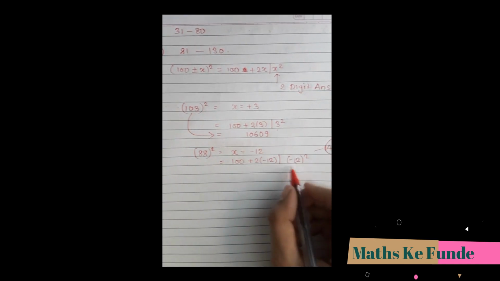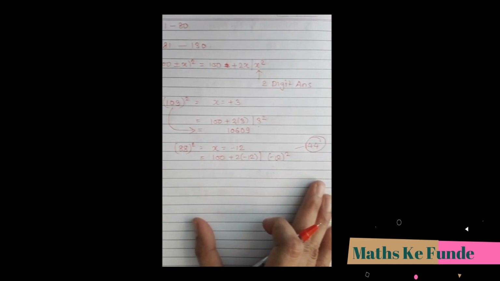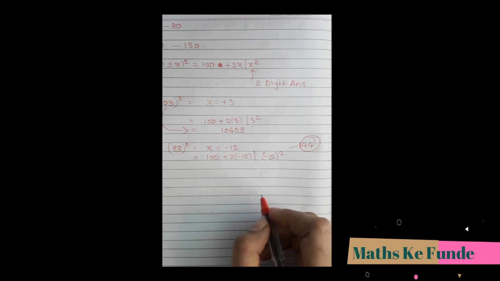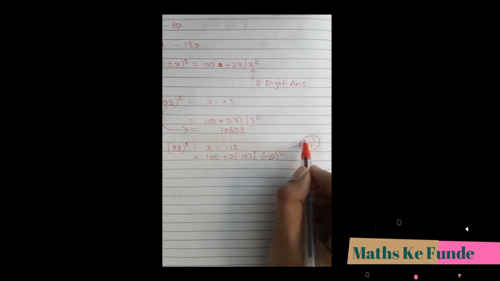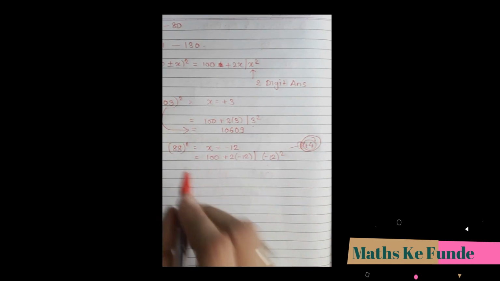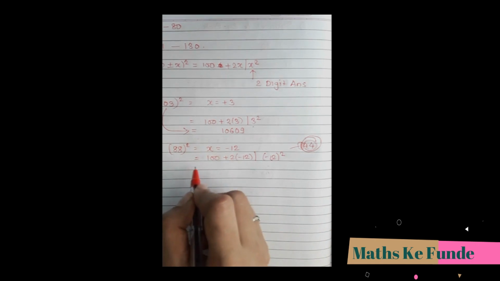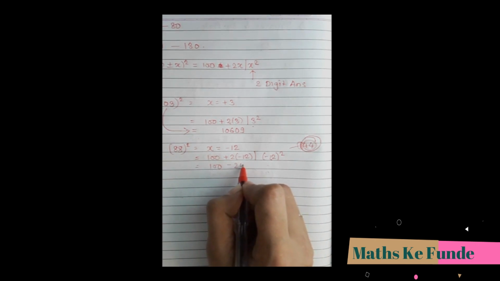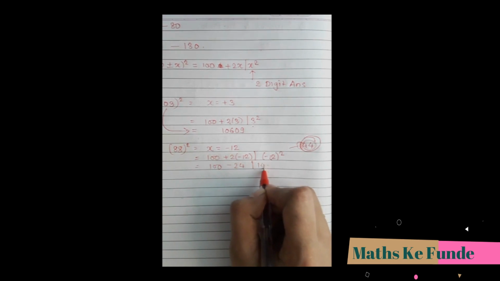But this particular place requires a 2-digit answer. So if this is 144, what am I supposed to do? It's very simple. I'll write down this 44 as 2 digits, and this 1 which I have, I'll be carrying to the next step. So let me first write down all of this clearly. So this is 100 minus 24 slash 144.